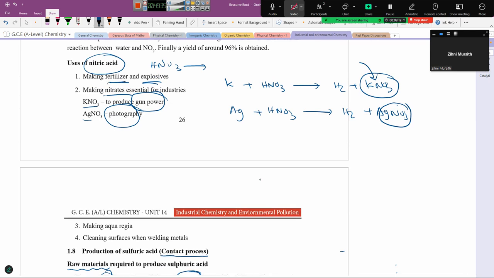Fertilizer, that is obvious, and explosives. KNO3 and AgNO3 are used to produce gunpowder and photography respectively. Then making aqua regia, and cleaning surfaces when welding metal. So these are just usages, right? Okay.